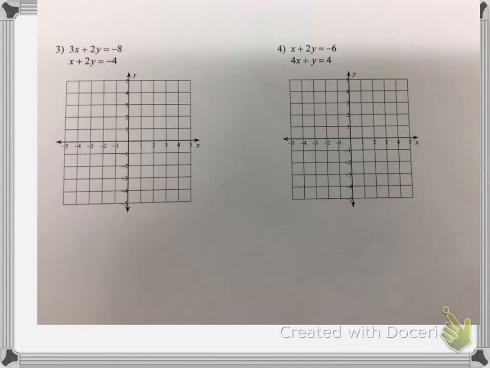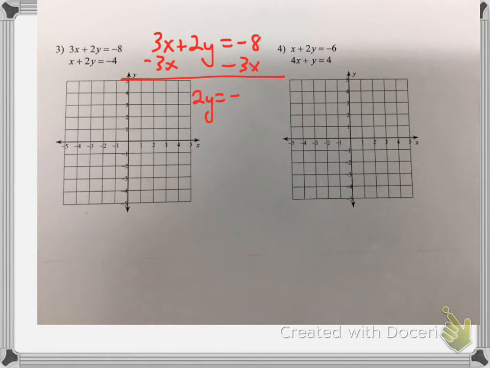Okay, bottom ones. These are not solved for y. They're not in slope-intercept form. You put them in slope-intercept form. So 3x + 2y = -8. Follow the steps, the same every time. Subtract 3x. Write the x first, and then divide everything by 2. y = -3/2 x - 4.